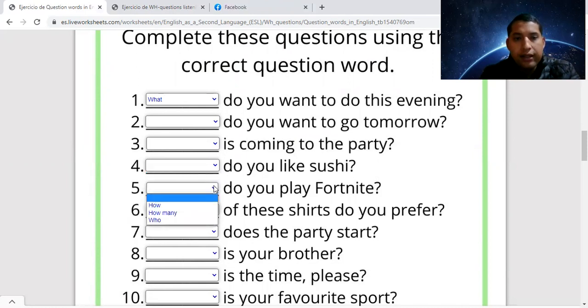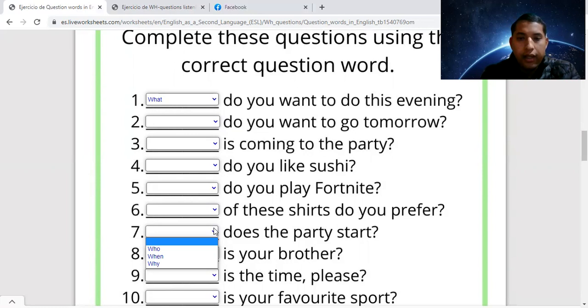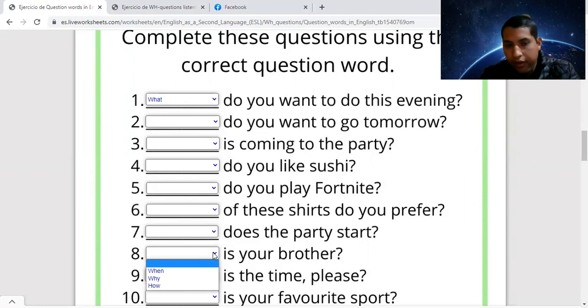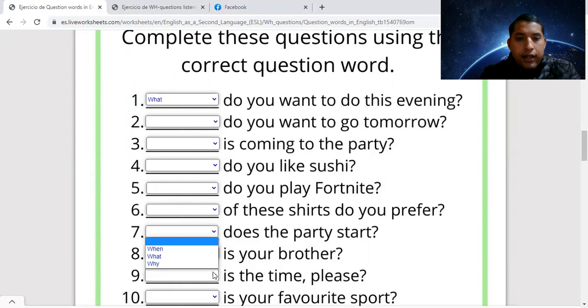Number five, how do you play Fortnite? How many or who? Number six, who, which, or when of these shirts do you prefer? Number 7, who, when, or why does the party start? Okay. Number 8, when is your brother? Why is your brother? Or how is your brother? Number 9, when, what, or why is the time, please? When is the time? What is the time? Or why is the time, please?